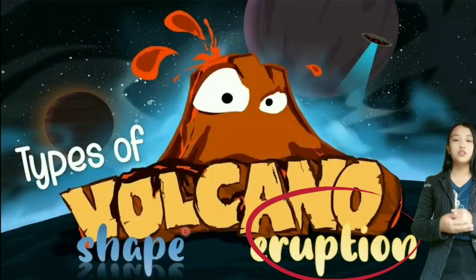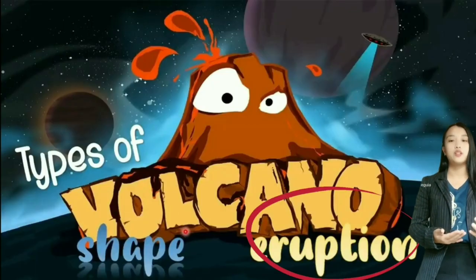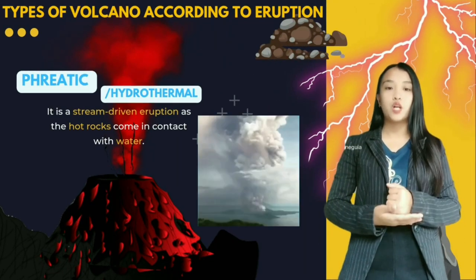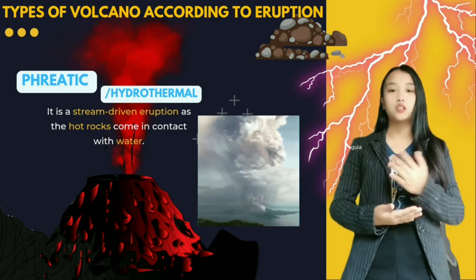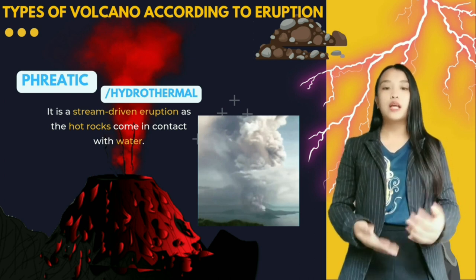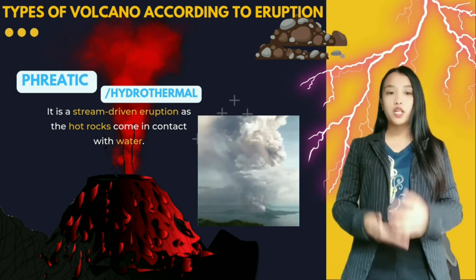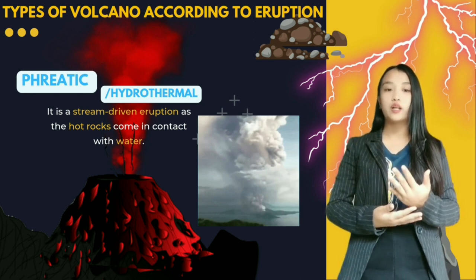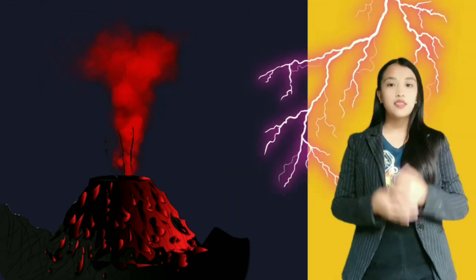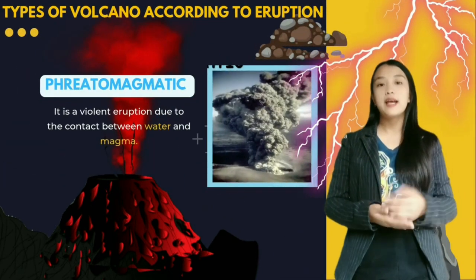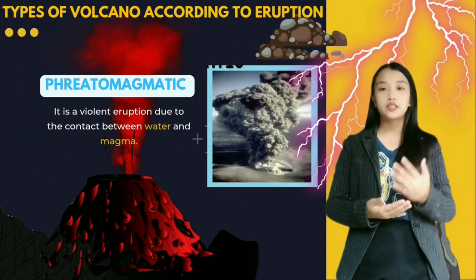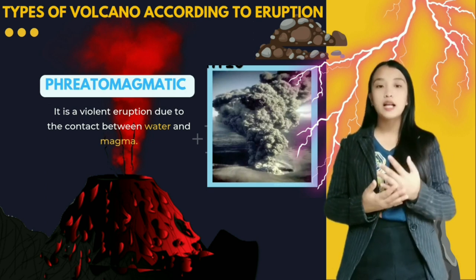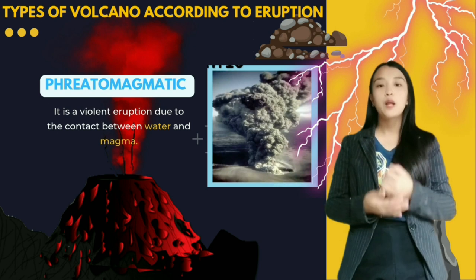Now, let us go to the different types of volcanic eruption. The first one is phreatic. It is a steam-driven eruption as the hot rocks come in contact with water. It is also known as hydrothermal. Phreatic eruption is the type of eruption that happened at Taal Volcano last January 12, 2020. Next, we have phreatomagmatic. It is a violent eruption due to the contact between water and magma. Unlike phreatic, that happens because hot rocks come in contact with water.